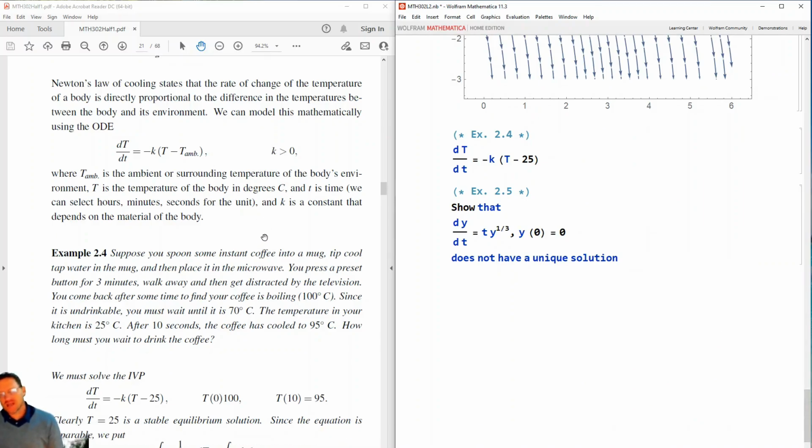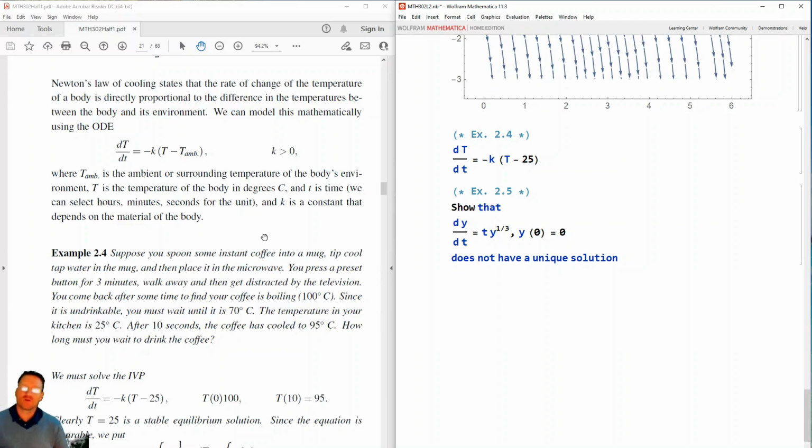An example here is if you're in a hurry, you go to fill some instant coffee in your cup, you put in some cool water, and you put it in the microwave. You press a preset button for say 3 minutes, you walk away, you get distracted by the television, and then you come back after some time to find your coffee boiling, right? I've been in this situation in a hurry at times and done exactly that.